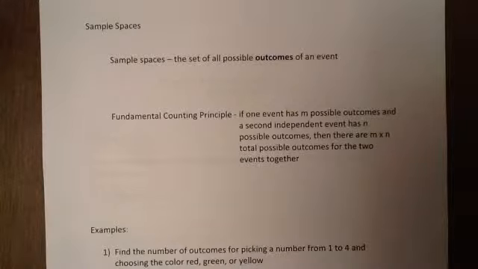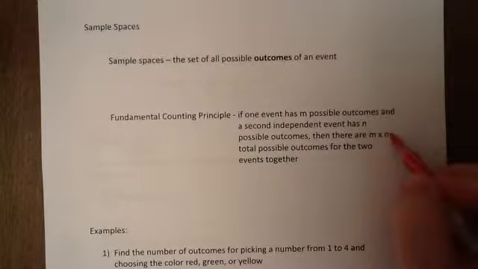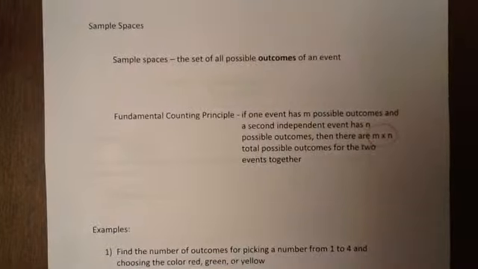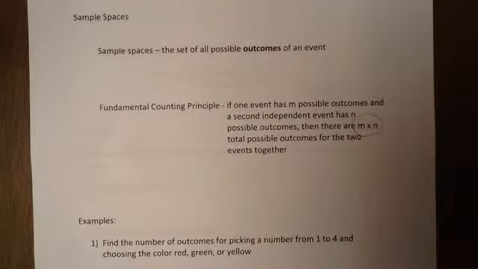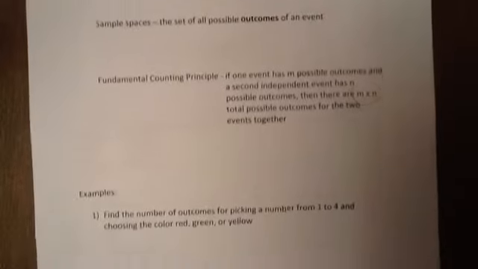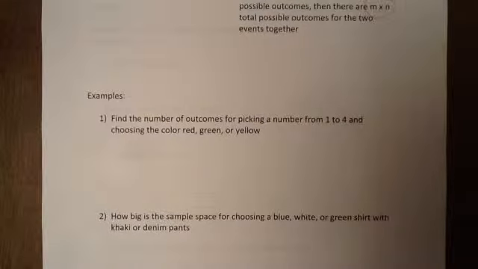Okay. The fundamental counting principle says you can find the total number of outcomes by multiplying the number of each event. Multiplying those together. Okay. So number 1, find the number of outcomes from picking a number from 1 to 4 and choosing the color red, green, or yellow.